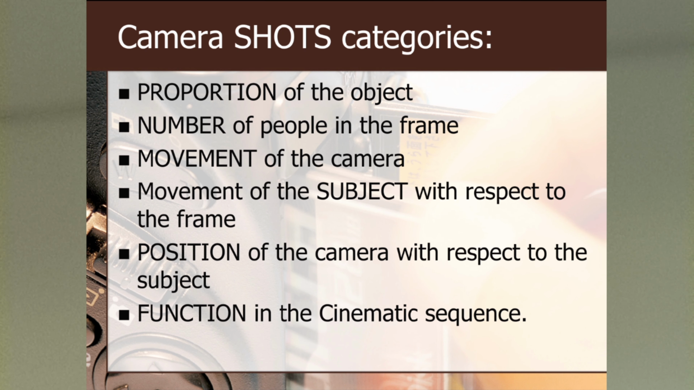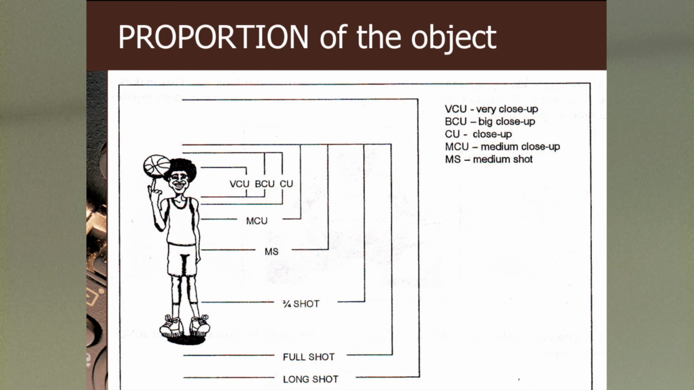Camera shots are categorized according to this list. I'm going to discuss each one of these in the next slides. When you say proportion of the object, it refers to how small and how big and which part of the subject is going to be captured in the frame.